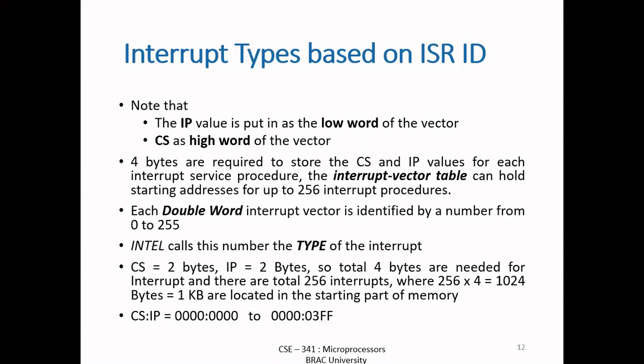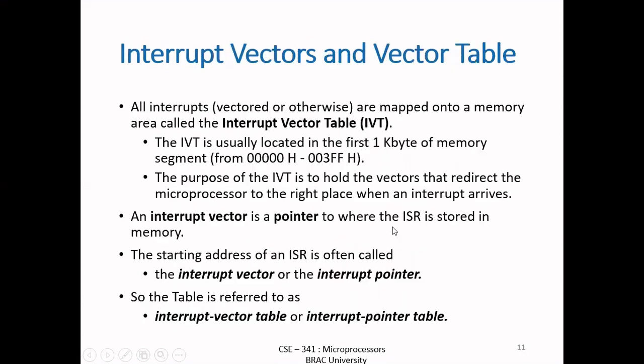Okay. Here, one thing I would like to mention: the IP value is in the lower word. There are 4 bytes total, so 2 words. The lower word is the IP value, and the higher word is the CS value. Again, each double word interrupt vector is identified by a number from 0 to 255. I have already mentioned type 0, type 1, type 2, type 21, type 35, type 37, type 255, etc. So Intel calls this number the type of the interrupt. I have previously mentioned that this 1 kilobyte of locations ranges from 00000H to 003FFH.